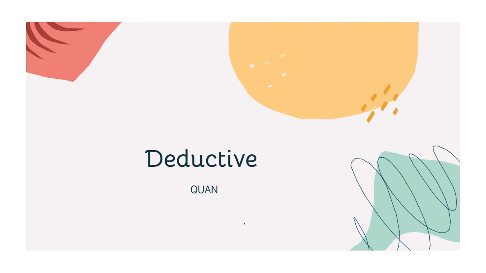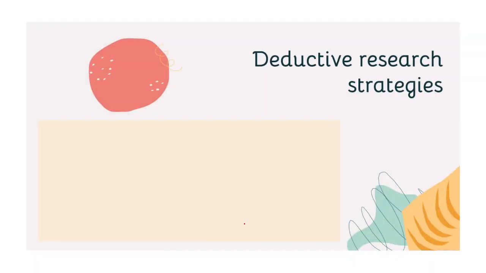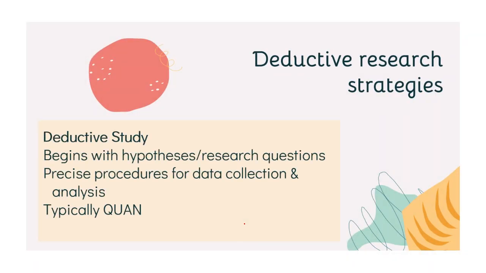First, we are going to look at deductive strategies. Deductive strategies tend to focus more on quantitative research. Like I said, deductive strategies move from a very general perspective to a very specific perspective. I just gave you time to think. Alright, so when you do deductive strategies, it begins with a hypothesis and research question, and then you look at precise procedures for your data collection and analysis.